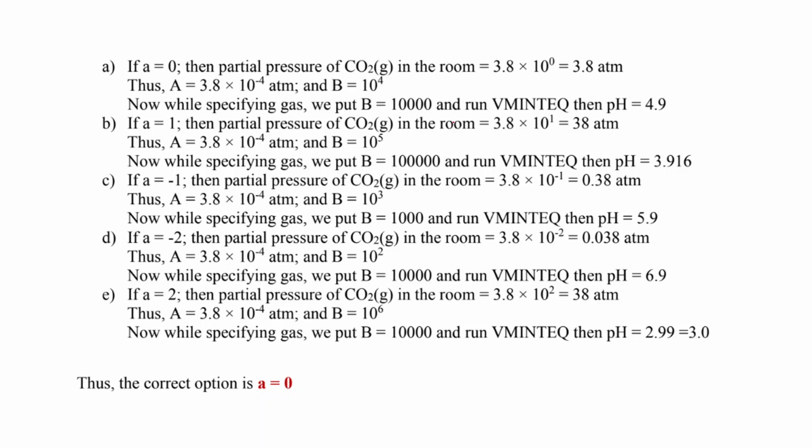So these are different iterations. If A is equal to 0, then we got pH 4.9. When A is equal to 1, then 3.916. When A is equal to minus 1, we got pH as 5.9. A is equal to minus 2, we got 6.9. These are the different options that have been given in the multiple choice question we tried. Then the correct option is A is equal to 0.